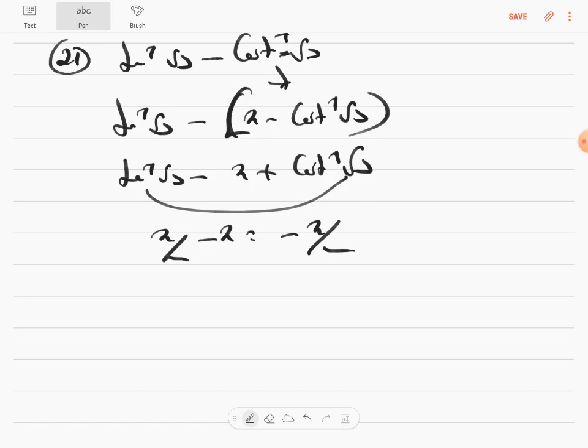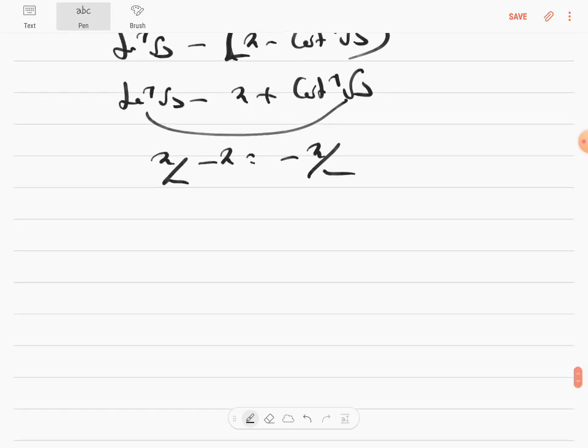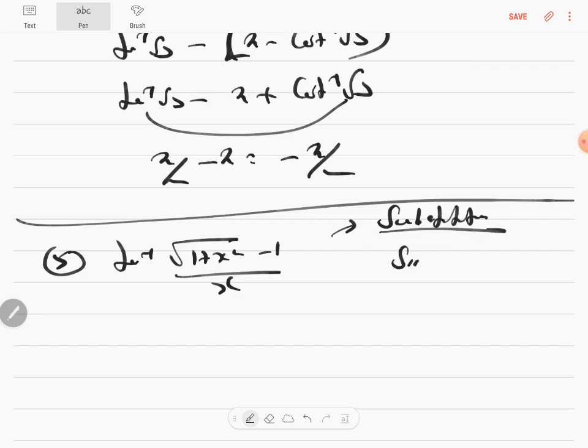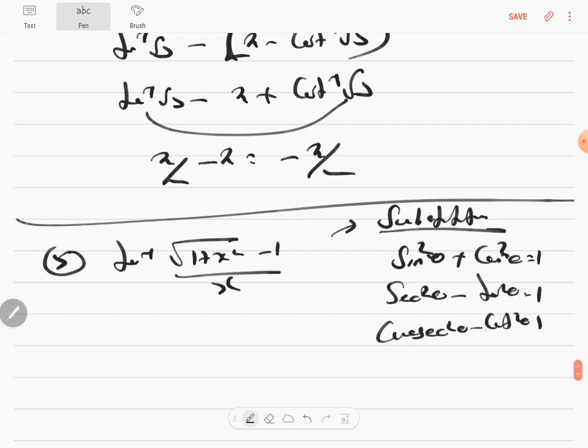Apart from that, I would like to do certain sums which are important for your knowledge. They might say it's omitted, I don't know, but I still want to take it, which is sum number 5. So you take sum number 5, tan inverse of root of 1 plus x square minus 1 by x. Here I am introducing you to something called the substitution method. You know that the three identities are sin square theta plus cos square theta is equal to 1, secant square theta minus tan square theta is equal to 1, cosecant square theta minus cot square theta is equal to 1. These are the three identities.